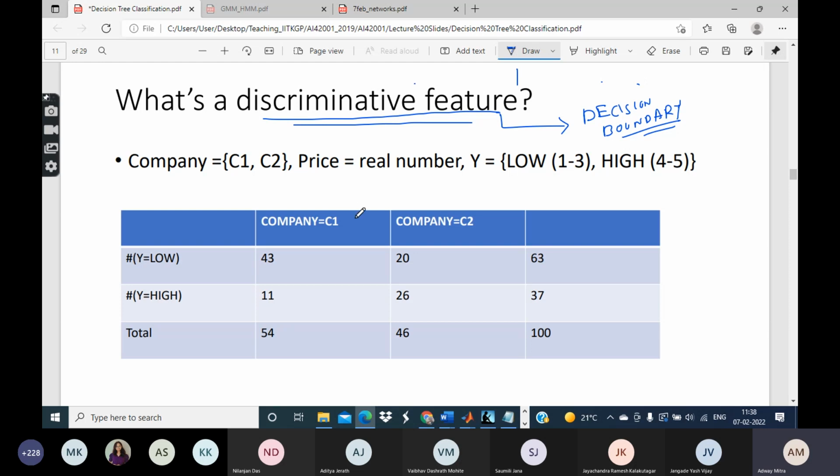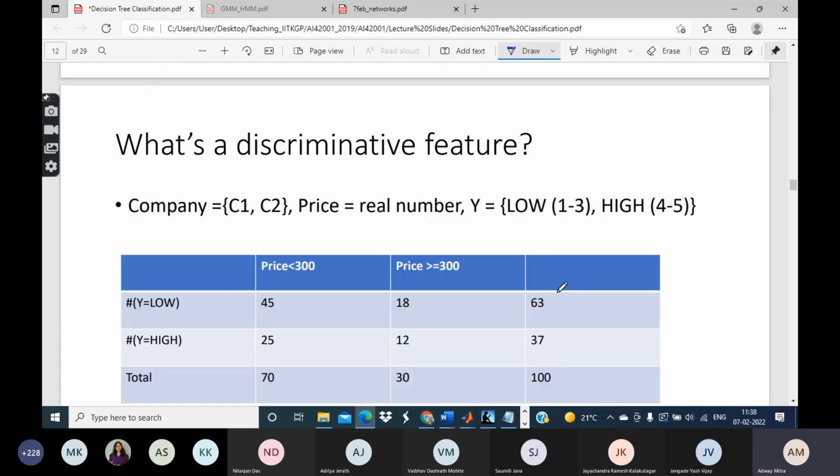And for company C1, this is what we have seen, that if the company is C1, there are total 54 examples. And the distribution of the two classes, low rating and high rating, among them is 43 and 11. In case of company C2, it is 20 and 26. Overall, it is 63 and 37.